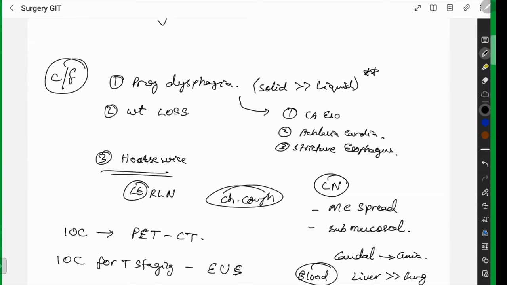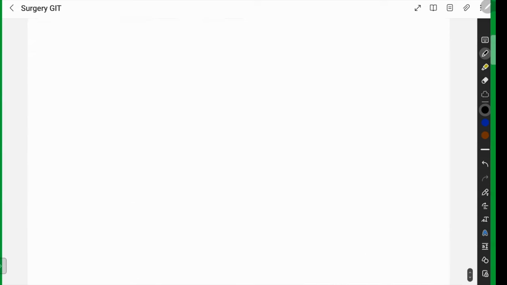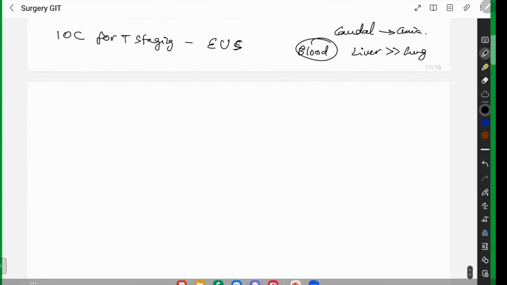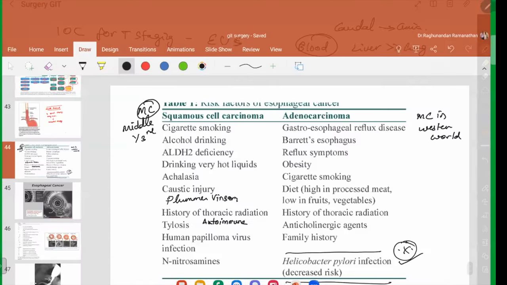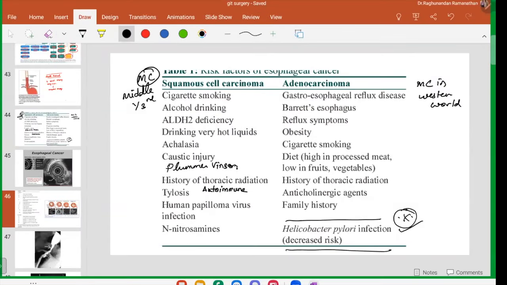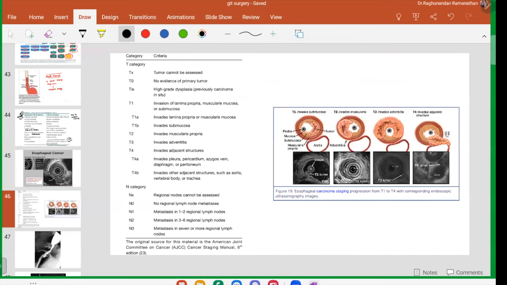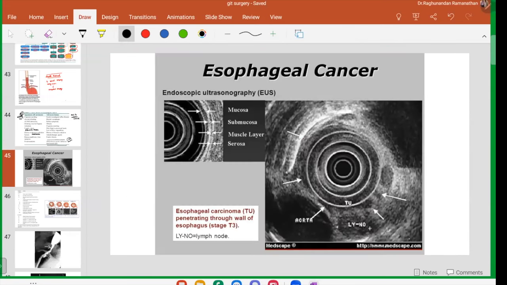Once you understand this, next we are going to see how it appears. Can you see that? This is your endoscopic ultrasonogram. Normally you can see the mucosa, submucosa, muscle layer and serosa. This is how it appears. But in esophageal carcinoma, the tumor penetrates through your esophagus. Can you see here?